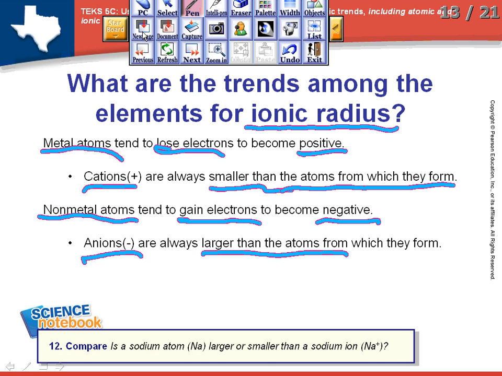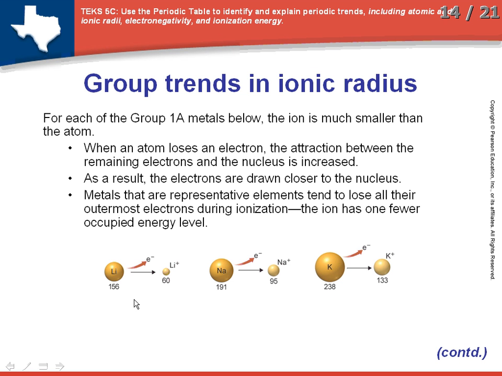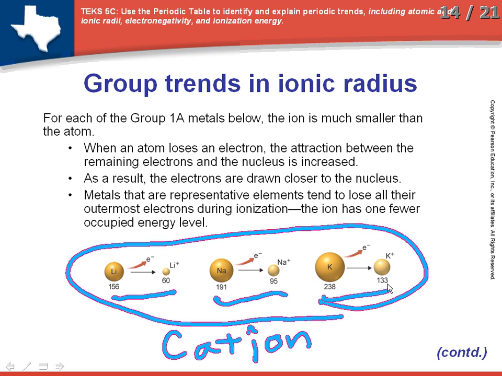So look at this question right here. Is sodium larger or smaller than the sodium ion? Based on this information, sodium is larger. Cations are always smaller. So, look at the pictures right here. Each of these is a metal, and each of them has lost an electron. Each of them has become a cation. And notice, every time they are smaller, lithium goes from big to small, sodium big to small, potassium big to small. So, when an atom loses an electron, the attraction between the remaining electrons and the nucleus is increased.